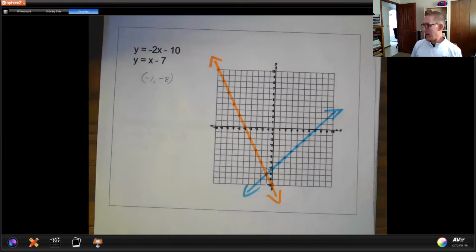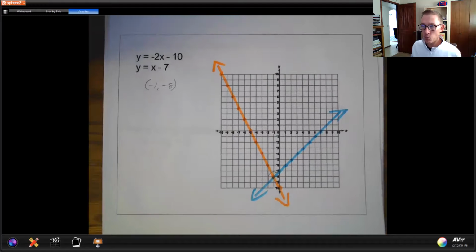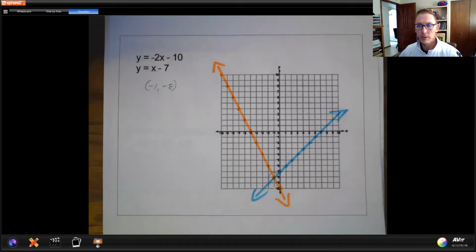What we're going to look at now is how we can find these solutions algebraically. Now, there's two methods to do that. The first method is going to be what we call a substitution method. And that substitution method, let's go ahead and stop sharing screen here. That substitution method is literally that. You're going to substitute into the equation to find our solution.